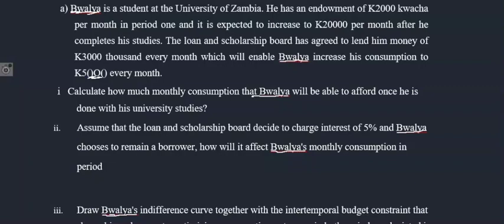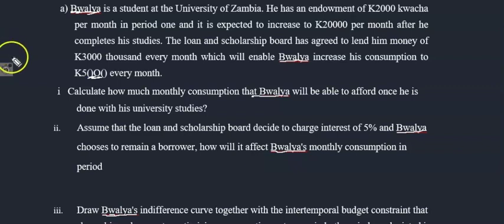Walia is a student at the University of Zambia. He has an endowment of 2,000 kwacha per month in period 1, and it is expected to increase to 20,000 per month after he completes his studies. The Loan and Scholarship Board has agreed to lend him 3,000 kwacha every month, which will enable Walia to increase his consumption to 5,000 every month.